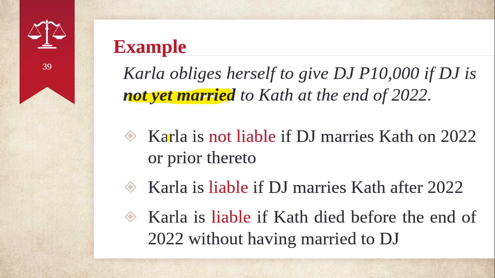Or what if ganito? Kath died before the end of 2022. So, hindi na niya talaga mapapakasalan si DJ. Never ever. Therefore, Carla will still be liable. Kaya ang sabot nila, not man. Isa malamang di niya mapakasalan. Patay na nga, di ba? So, the 10,000 will now be demandable. Magiging liable na ngayon si Carla.